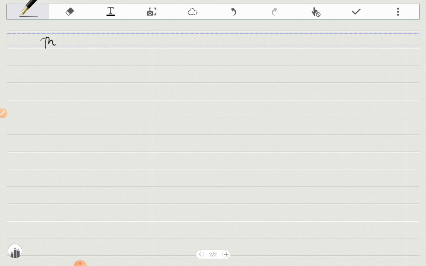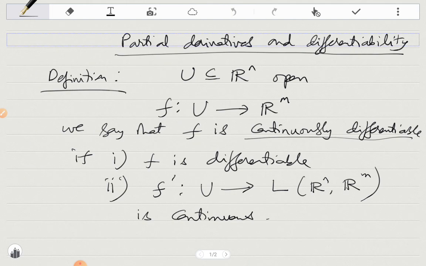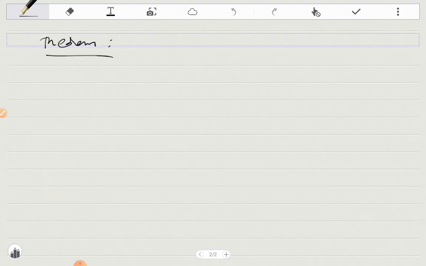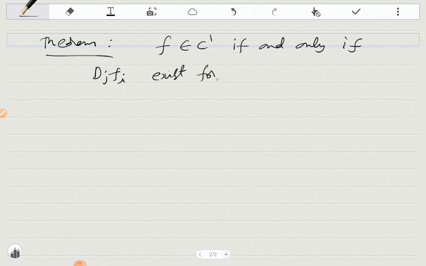So where do partial derivatives enter into the picture? Here's the theorem. By the way, I forgot to introduce the notation here. We write F in C1 as shorthand notation for saying that F is continuously differentiable. So F is in C1 if and only if d_j f_i exist for all j equal to 1 to n, i equal to 1 to m. All the partial derivatives of all components exist and are continuous.